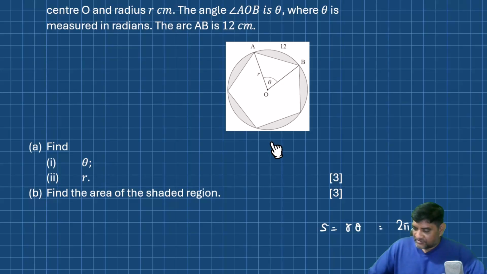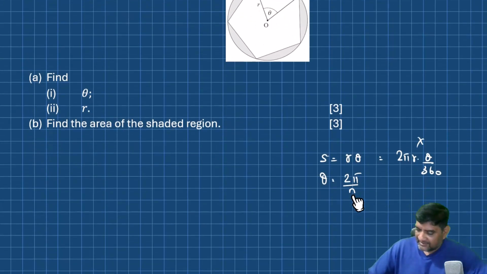The concept we're going to be using is S = rθ, where S is the arc length, r is the radius and θ is the angle of a sector. And this being a regular pentagon, the central angle will be 360 divided by n, or simply 2π by n, n being the number of sides of the polygon, when it is a regular polygon only. So we're going to use both to calculate the value for r and then the value for theta.